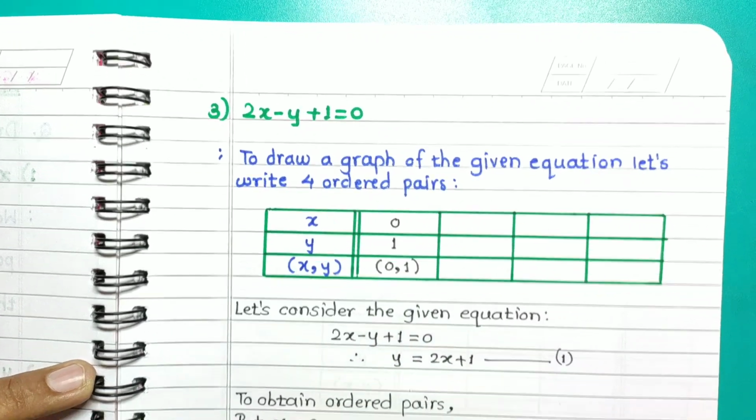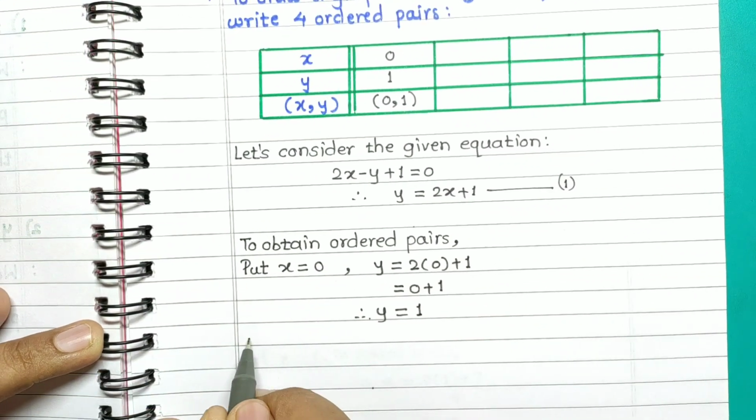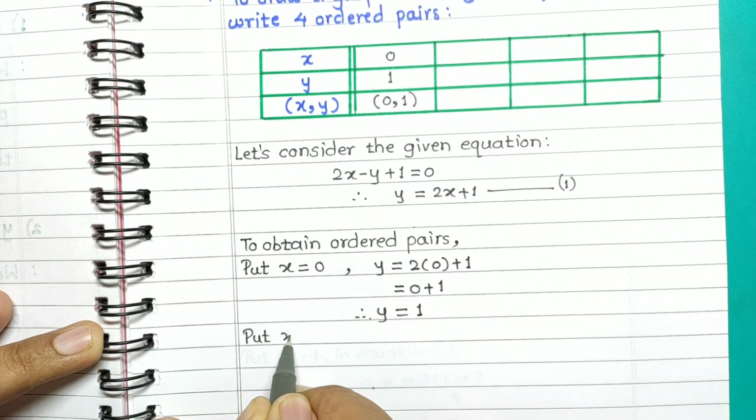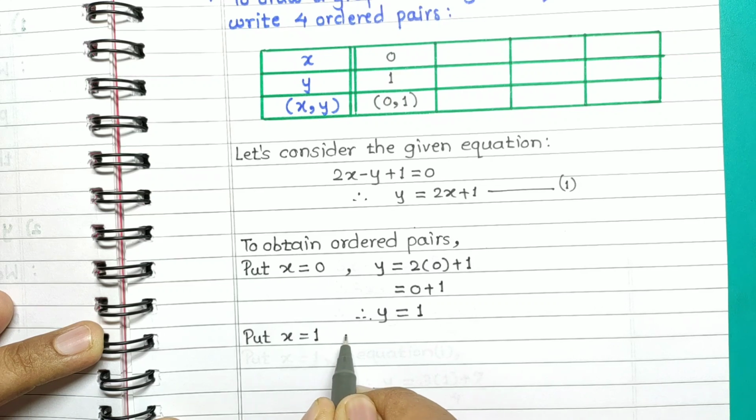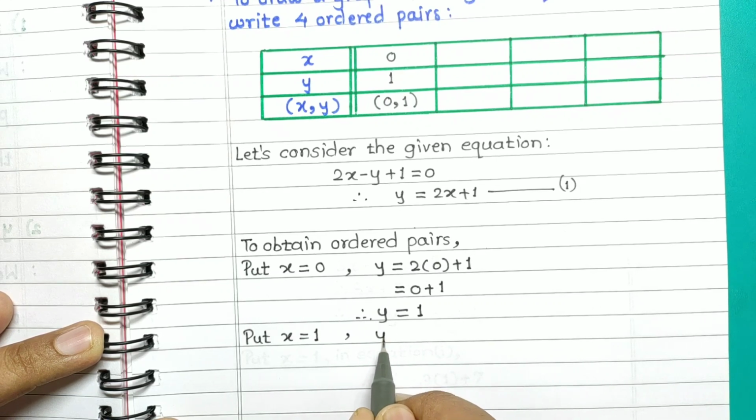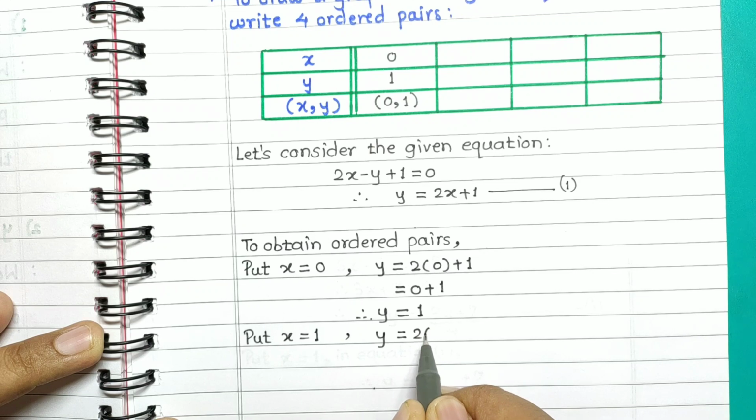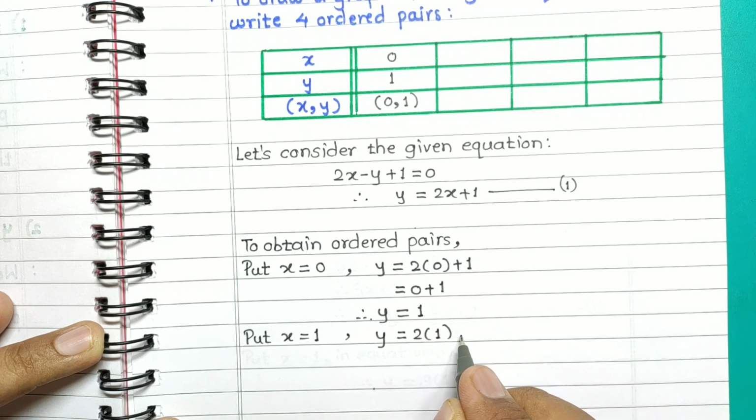Then let's put value x is equal to 1 in equation 1. So we get y is equal to 2 into 1 plus 1.